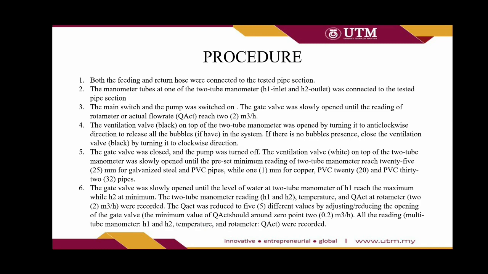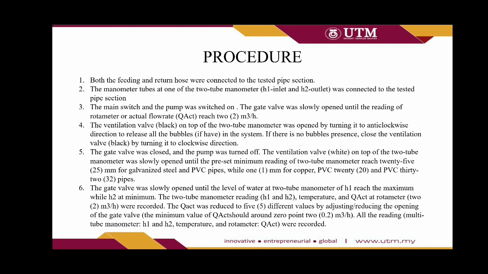So the procedure for this experiment is, first, both the feeding and return hose were connected to the tested pipe section. Second, the manometer tubes of one of the two manometers were connected to the tested pipe section. Third, the main switch and pump were switched on. The gate valve was slowly opened until the reading of the rotameter, or actual flow rate, reached the maximum. Fourth, the ventilation valve on top of the 2-tube manometer was opened by turning it anti-clockwise to release all the bubbles in the system. If there is no bubble present, close the ventilation valve by turning it clockwise.